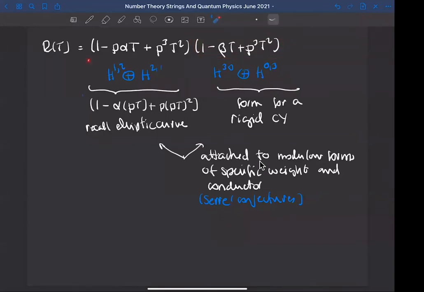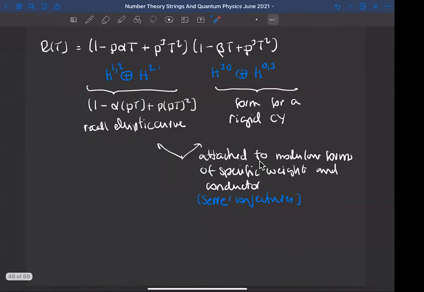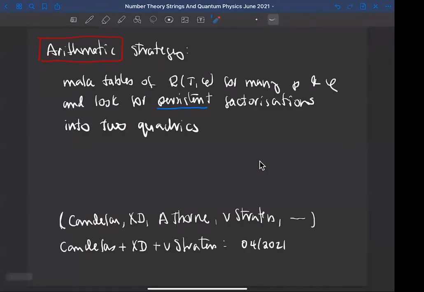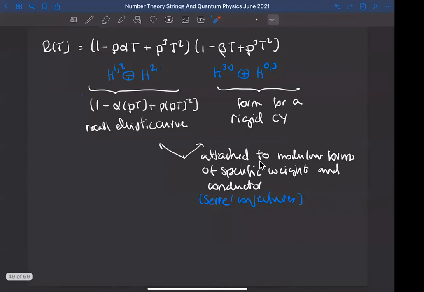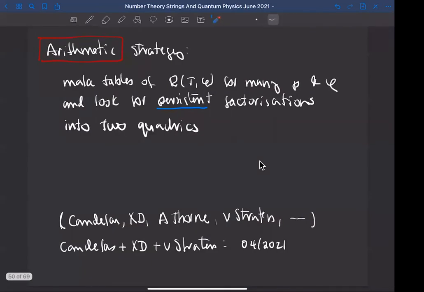But the fact is that they are polynomials of degree two, and then there are these conjectures, the Serre-type conjecture, that says that this should be attached to modular forms of a specific weight and conductor. So what's the arithmetic strategy then? It is to search for varieties, and then make tables for each variety, make tables of R for many p's and phi's, and look for persistent factorizations, so factorizations that happen persistently over p and phi. So this was done in this paper.